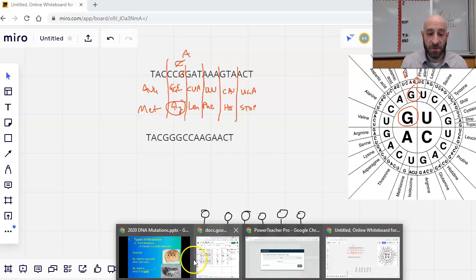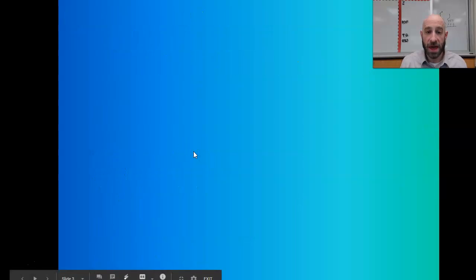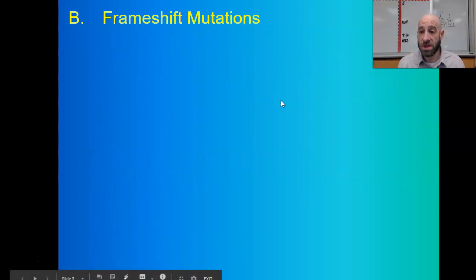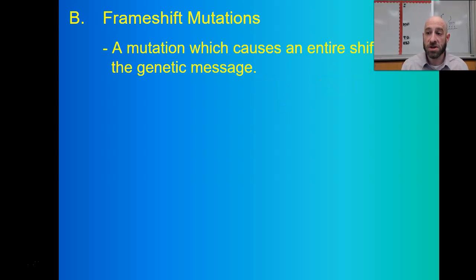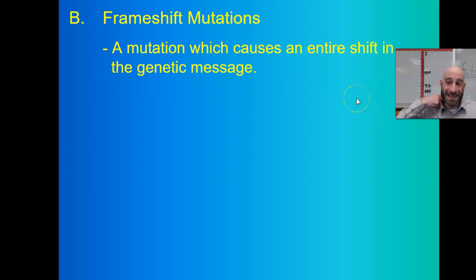The second type of mutation is called a frame shift mutation, and these are much more serious. So think of the word frame shift. The entire frame shifts, so everything moves. So a frame shift mutation is when there's an entire shift in a genetic message. That's a lot more serious.